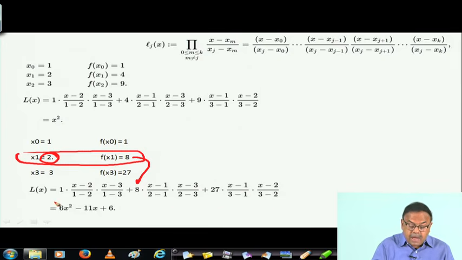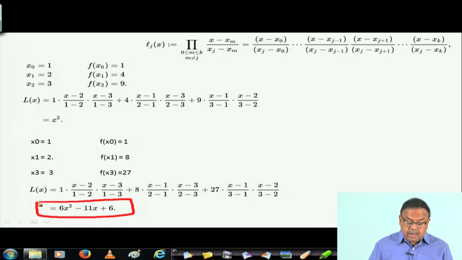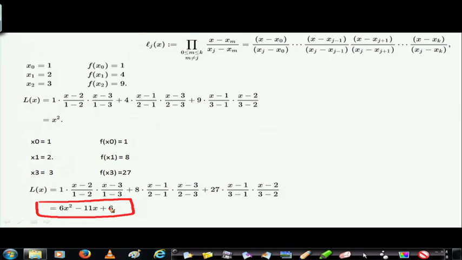By doing this, I am not getting x cube, which would be a perfect fit, but I am getting a close enough polynomial, 6 x square minus 11 x plus 6, which will be approximating the cube function very closely. You can see that. It is not that the Lagrange polynomial will always give you the perfect fit, but it gives you a very close fit. So, this is what is known as Lagrange interpolation.